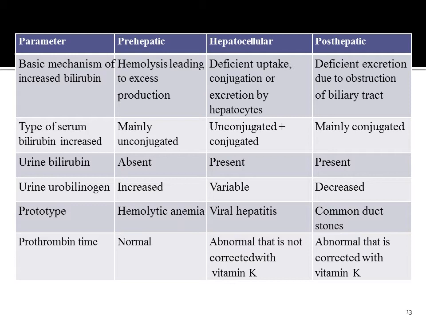Hepatocellular and post-hepatic jaundice are differentiated by giving an injection of vitamin K. In hepatocellular jaundice, if we give the vitamin K injection, the prothrombin time will not be corrected because there is deficient production of the coagulation factors.